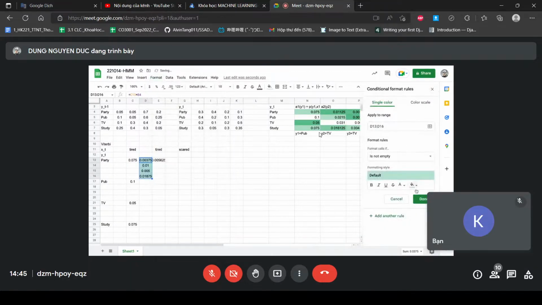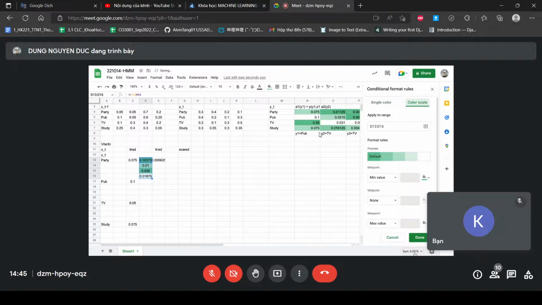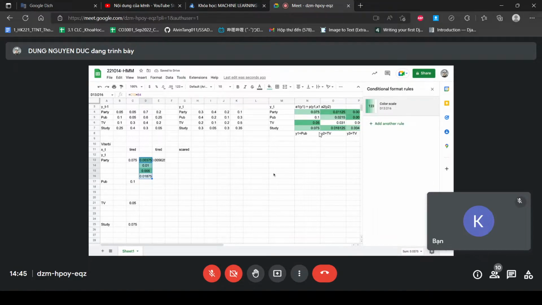Conditional formatting. Let me apply a color scale. Easily I can get the maximum Viterbi probability from this one, which means it comes from study, and then you go here. This is the maximum. Now I can repeat that process.